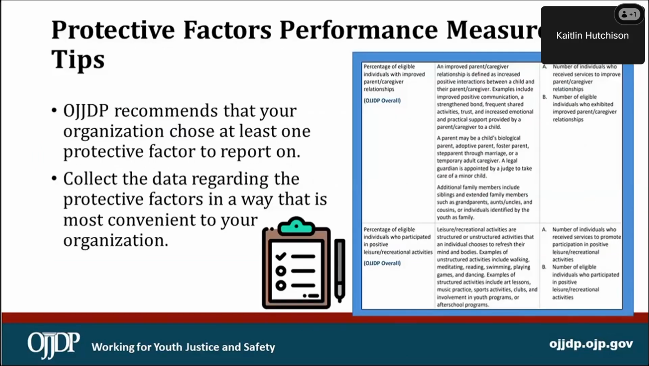Some additional tips for protective factors. OJJDP recommends that your organization choose at least one protective factor to report on. You'll want to collect the data regarding the protective factors in a way that is most convenient to your organization. So that could be a survey, case notes, an Excel sheet, whatever it is, you're going to want to make that data collection work for you and your organization.